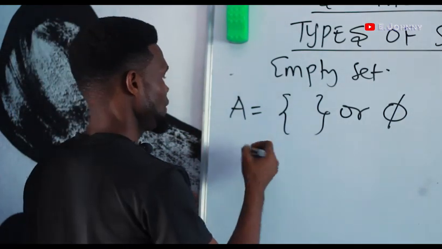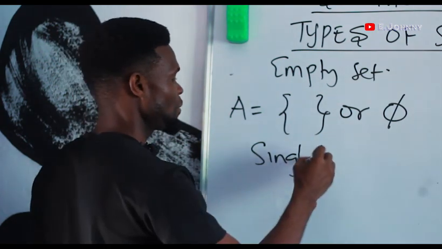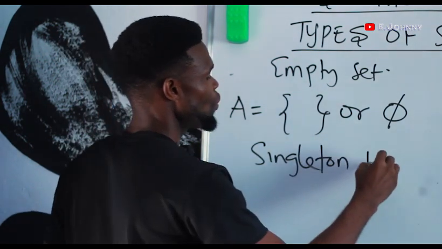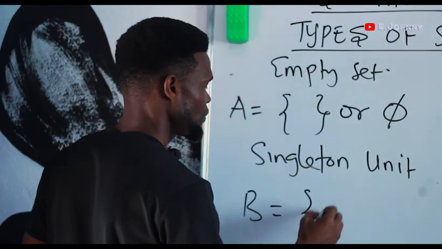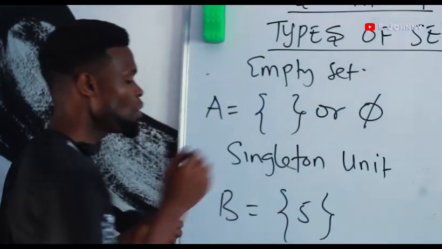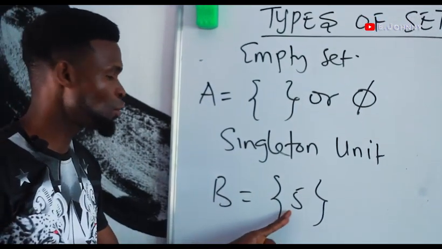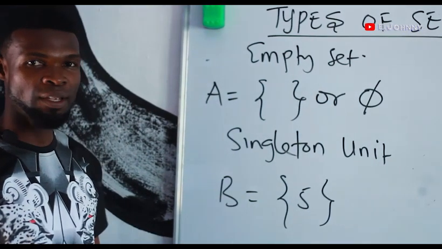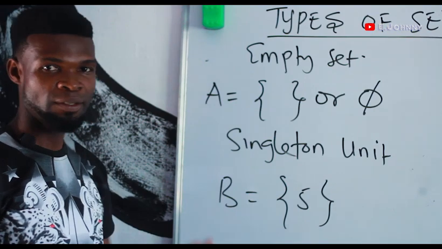Next is singleton set, from the word single. Then you just add ton, singleton, or you call it unit set. If I have a set B to be maybe just 5, I have only one element inside that set. Therefore, this is a singleton set. So a singleton set is a set that has only one element. It's as simple as that.